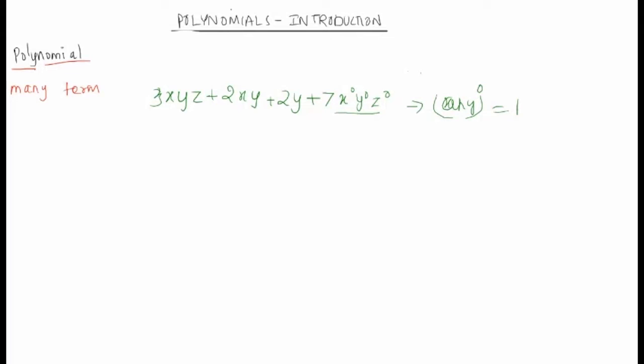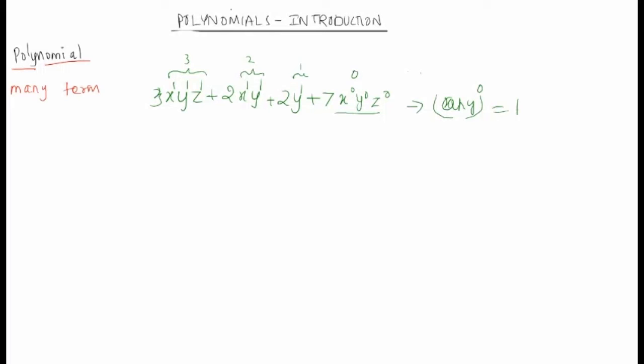So the first step would be to identify the powers of the variables for each term. That is, here the power of x is 1, the power of y is 1, z is 1. Here also x is 1, y is 1. Here we have x to the power 0, y to the power 0 and z to the power 0. The next step would be to add these powers. So when we add these powers, we get 3, here 2, here 1 and here 0.